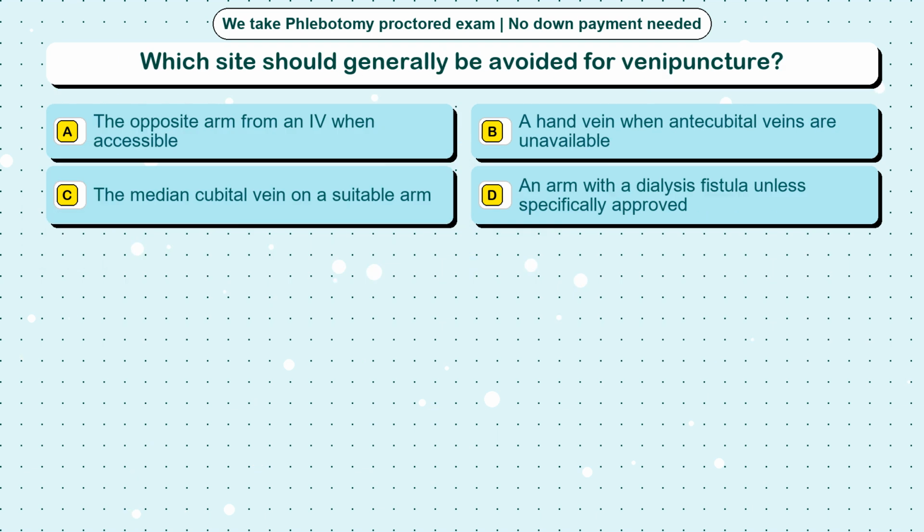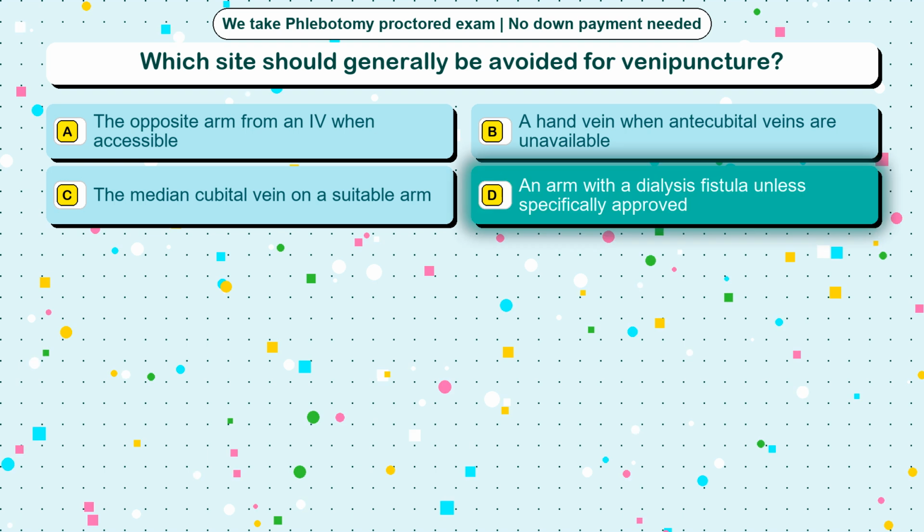Question 30. Which site should generally be avoided for venipuncture? Option A. The opposite arm from an affected side, when accessible. Option B. A hand vein when antecubital veins are unavailable. Option C. The median cubital vein on a suitable arm. Option D. An arm with a dialysis fistula unless specifically approved.